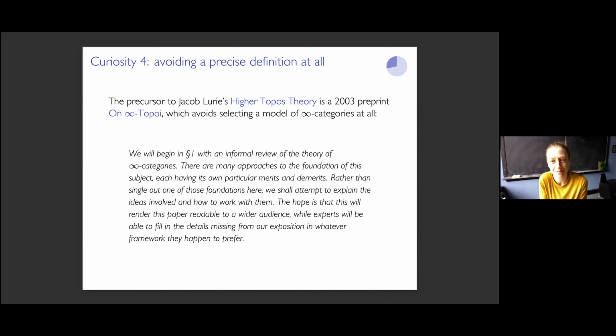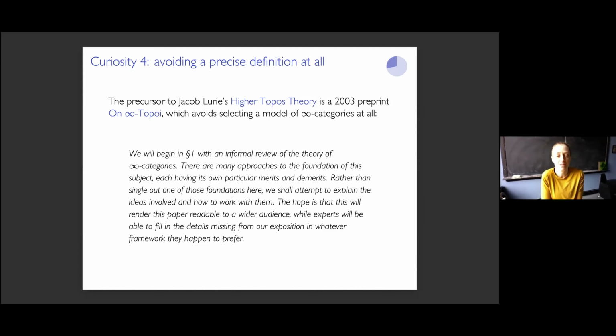Yet, you know, the model is not the thing. And the notion of an infinity category should somehow supersede the models that make it into a precise definition. And indeed, when Jacob was first writing what became Higher Topos Theory, there's this paper on infinity topoi, which you can read on the arXiv.